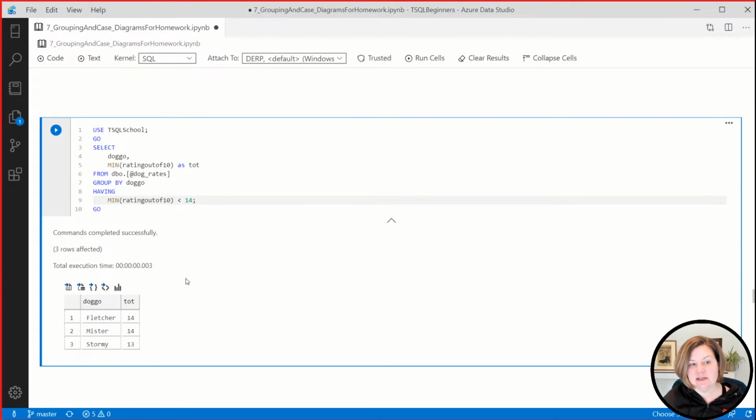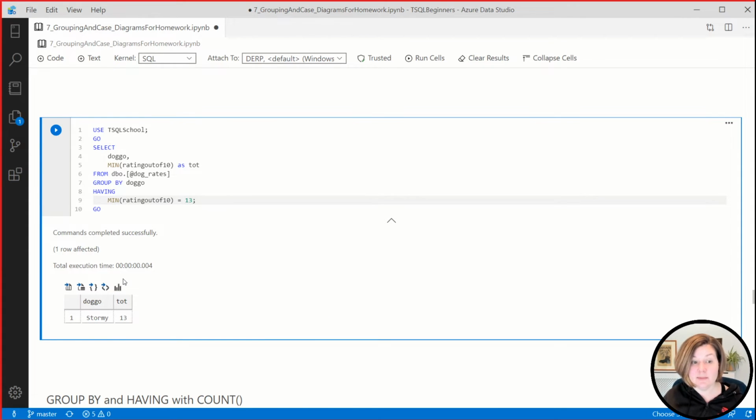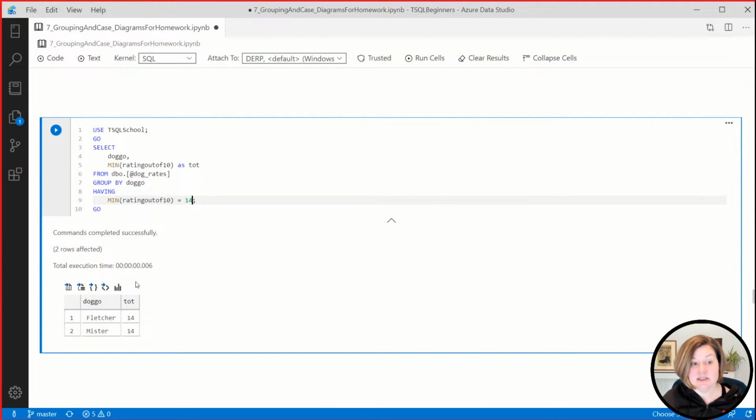But we were originally looking for this. We could, of course, also do an equals here. If we wanted minimum rating equals 13, we could do that as well, and that would be Stormy. If we did equals 14, it would be Fletcher and Mr. Right? So I think it's very cool that you can not only put these aggregations in your select clause, you can put them in the having clause. It will do the grouping first, and then it can apply your having.